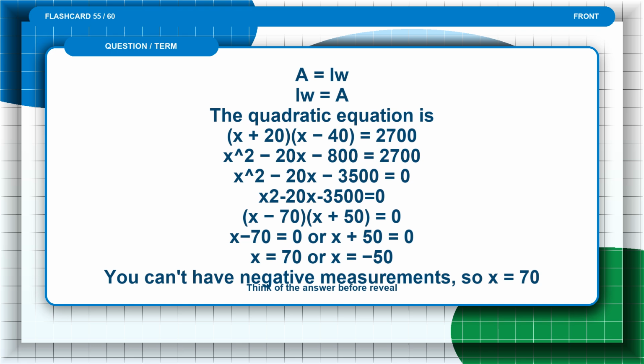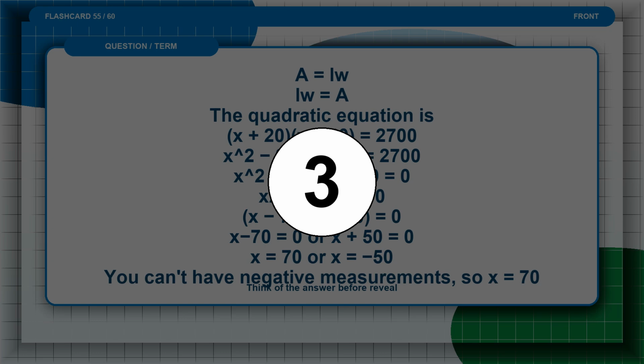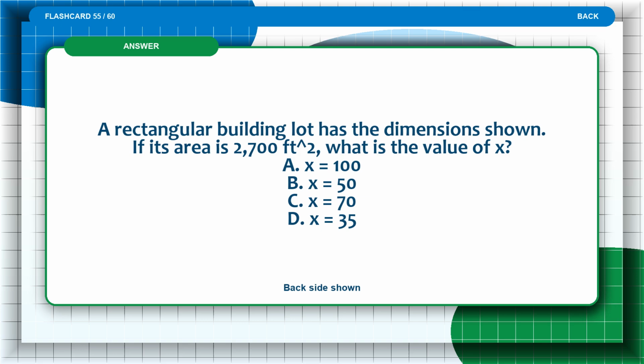Think of the answer before the reveal. The answer is: a rectangular building lot has the dimensions shown. If its area is 2,700 feet squared, what is the value of x? A, x equals 100; B, x equals 50; C, x equals 70; D, x equals 35.